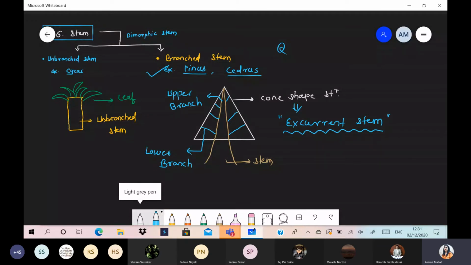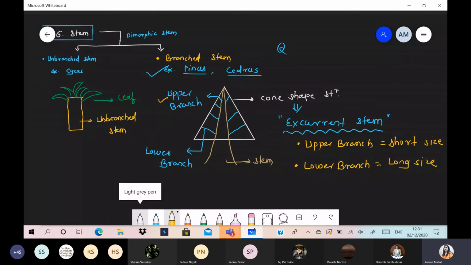What is the meaning of the excurrent type of stem? Now, when we discuss the upper branches, basically these are small in size or short in size. Yes, we are talking about the upper branch, basically short in size. And you can observe here, the upper branches are the smaller ones, right? And the lower branches of the pinus or the Christmas tree basically have long size.